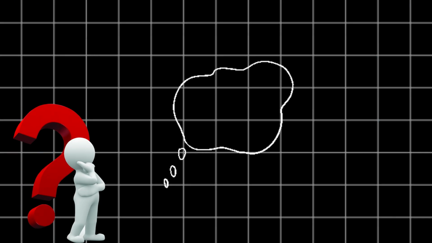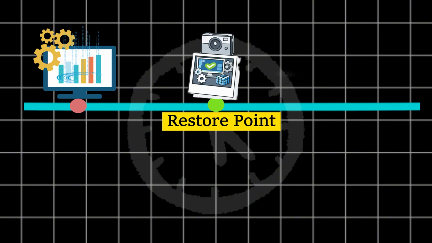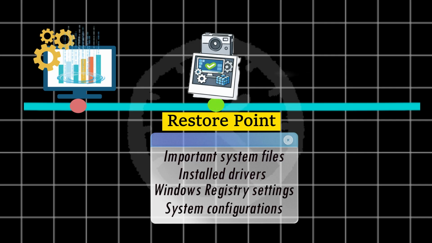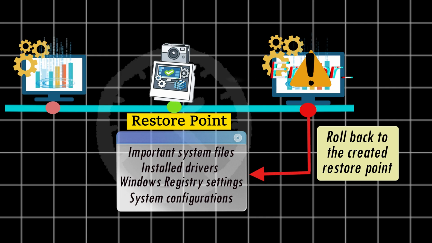Now think of System Restore like a snapshot of your system settings. When your computer is running normally, Windows can save restore points that include important system files, installed drivers, Windows registry settings, and system configurations. Then, if something goes wrong later, you can roll your system back to an earlier restore point.